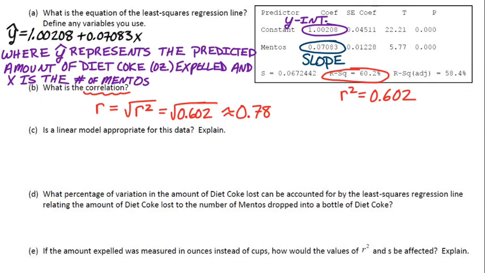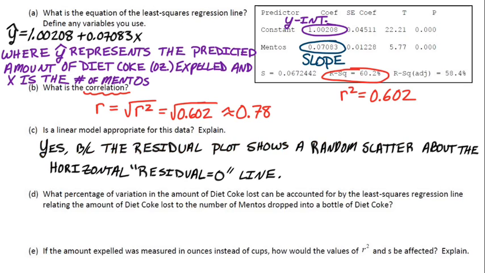So when you see a question like this, is a linear model actually appropriate? That is really asking you to refer to the residual plot. In this case, yes, a linear model is appropriate because the residual plot shows a random scatter about the horizontal or the residual equals 0 line.